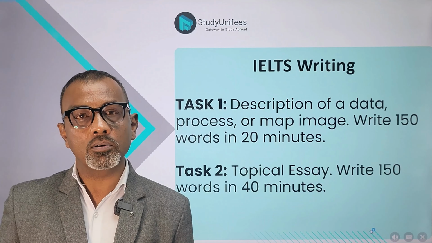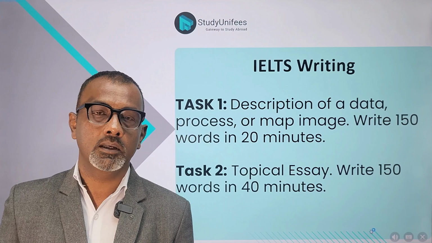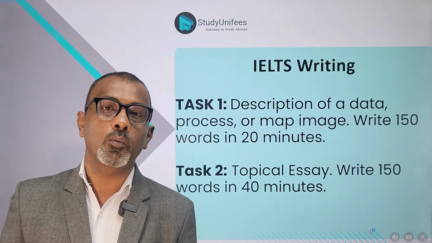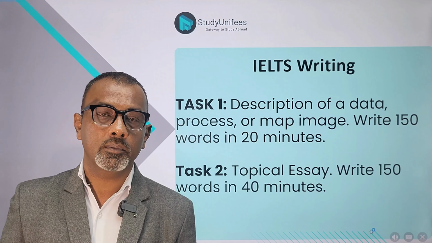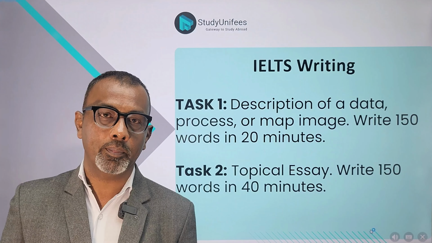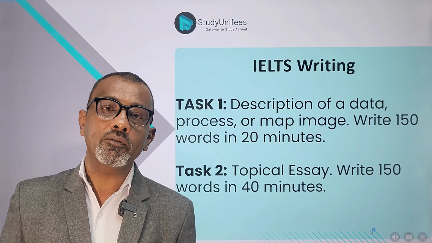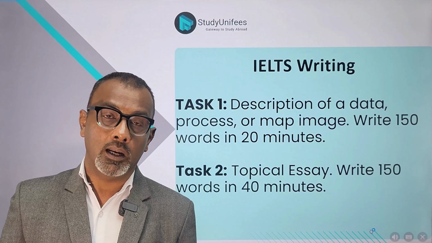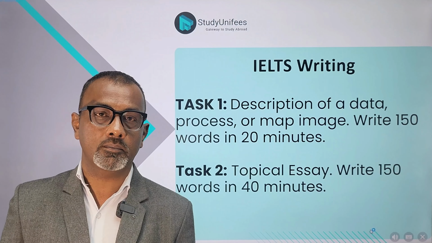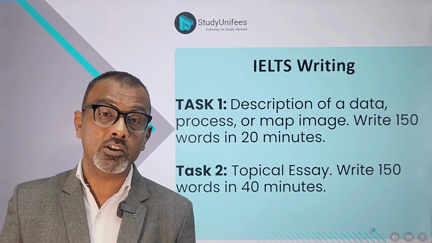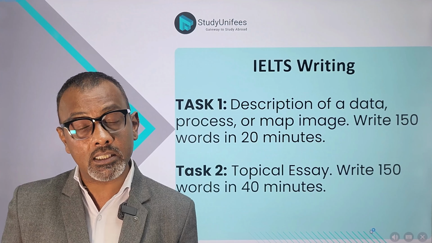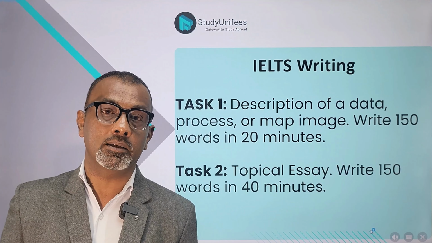Now, let's talk about IELTS writing. There are 2 tasks in IELTS writing. Task 1 is a report. In this report, you have to describe a picture that you see. The picture could be of data, that is, line graphs, bar graphs, pie charts, or tables. It could also be several stages of a process that shows how something is done or how something is made.